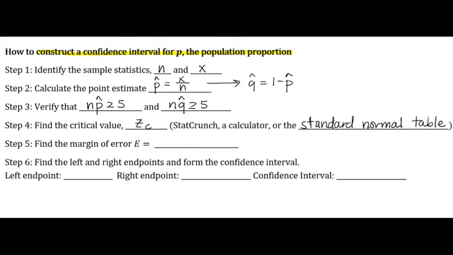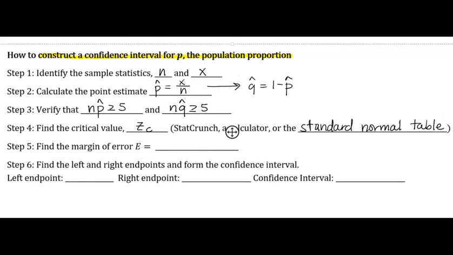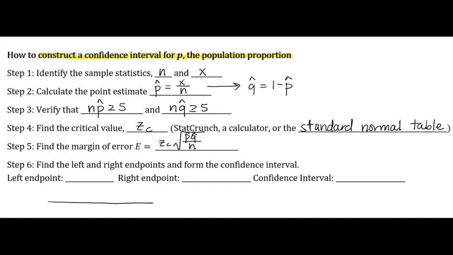Once you have your critical value, you will then go on to find your margin of error using the formula that E is equal to z sub c, that same critical value, multiplied by the square root of p hat times q hat, all divided by n. And then once we have our margin of error, we are able to go and find the left and the right endpoints of our confidence interval.